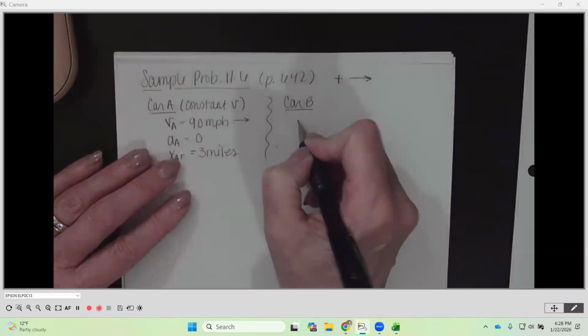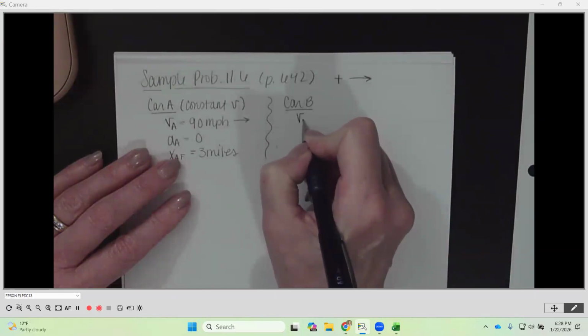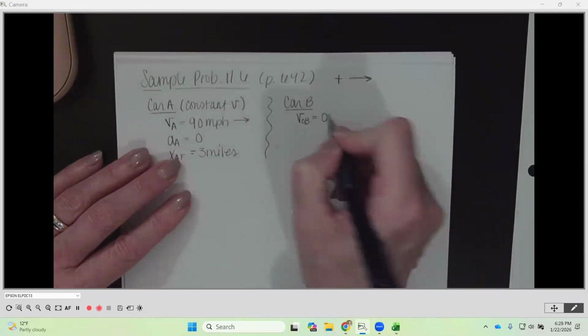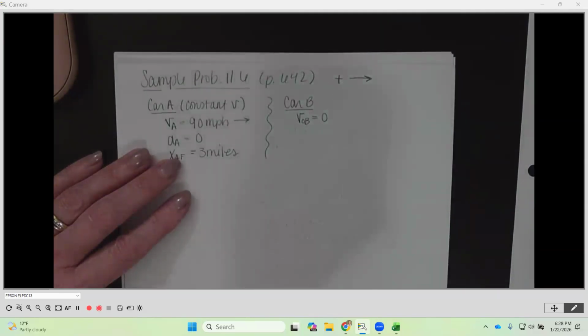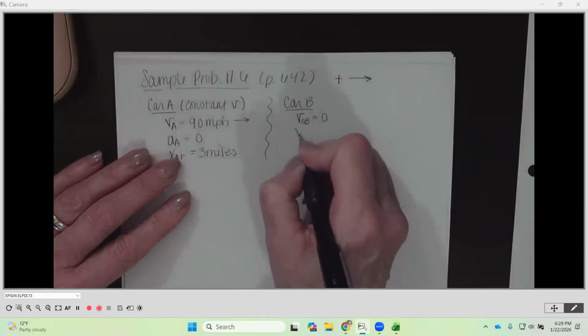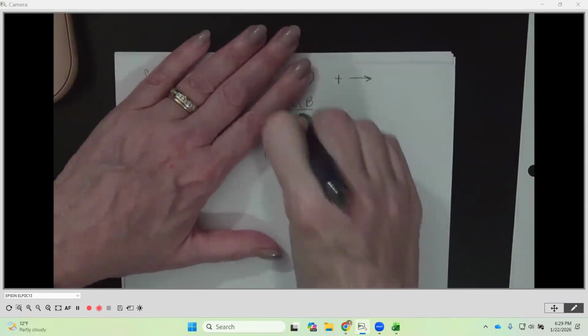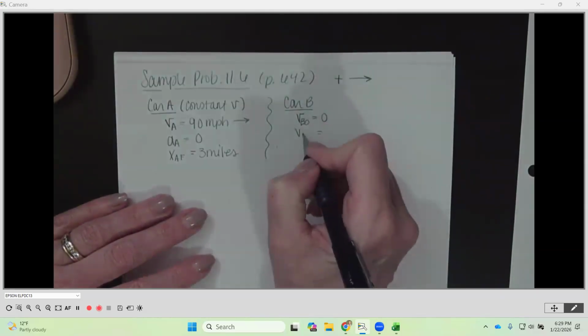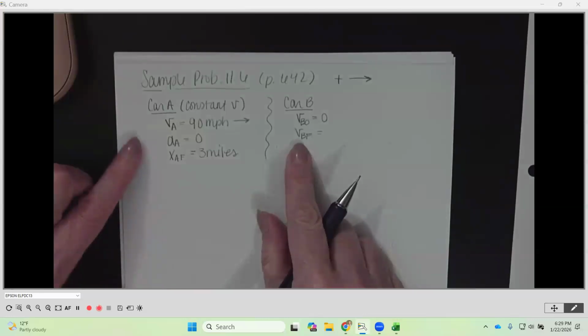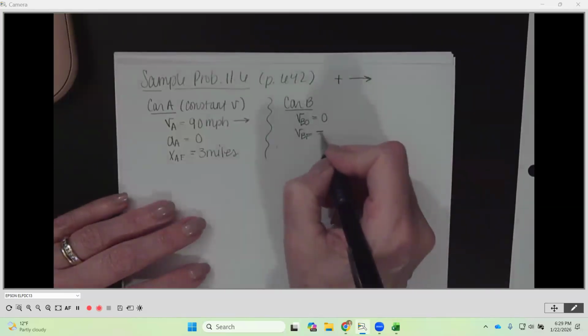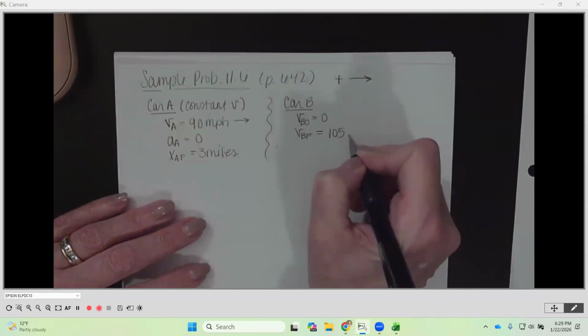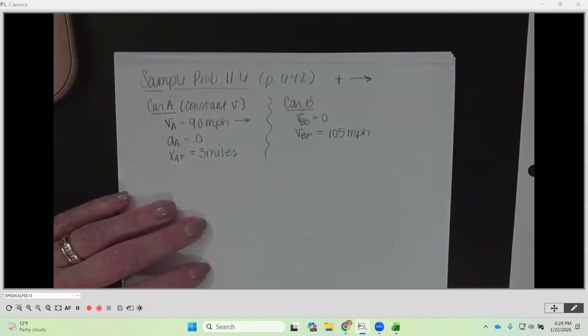We look here, the initial velocity of our police car is 0, because it starts at rest on the side of the road. For the final velocity, actually, I want to do it this way, I'm sorry. BO and BF, so we'll put the B next to the variable. The final velocity of our police car is 105 miles per hour, and again it's going to the right, so it's positive.